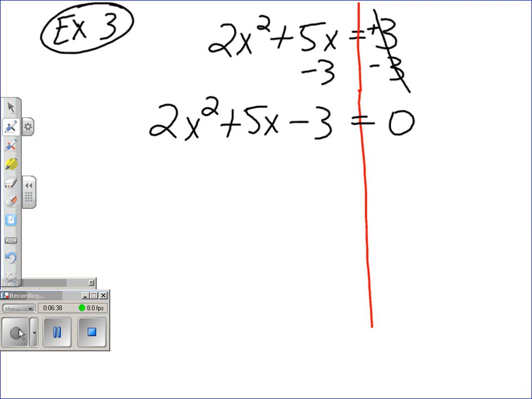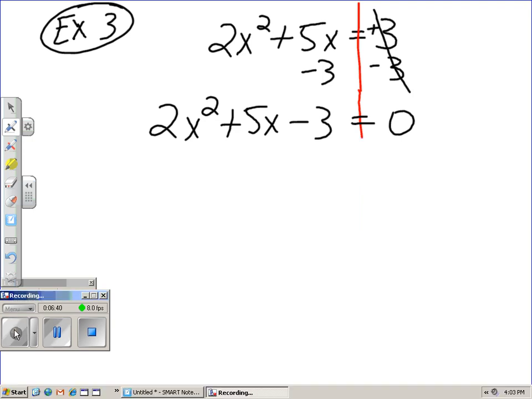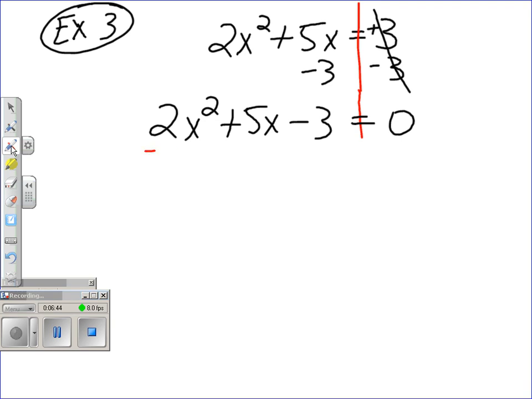Now we have a problem here because in front of our x squared is a number bigger than 1. So we can't use that easy little trick that I showed you on the last problem. This one's a little bit more difficult, and everybody has their own way of factoring these. The important thing is it is going to factor into a parentheses times another parentheses, and it equals 0. That's what we're going for. We just have to figure out what goes in the parentheses.